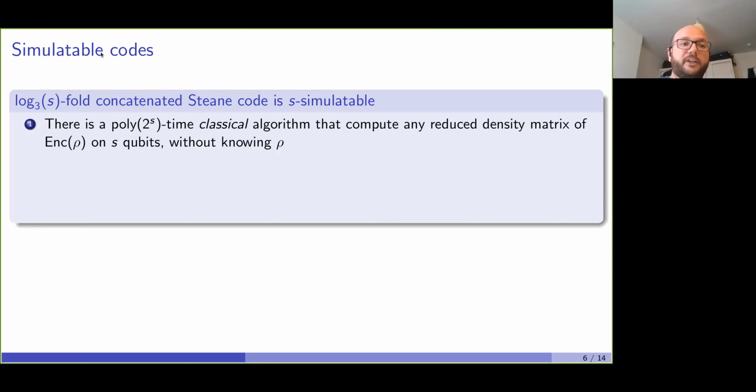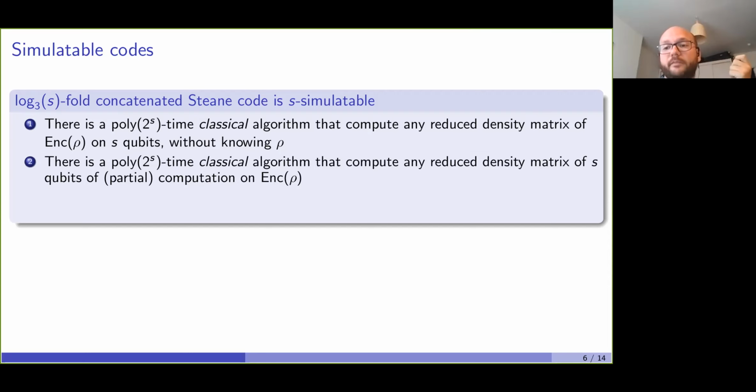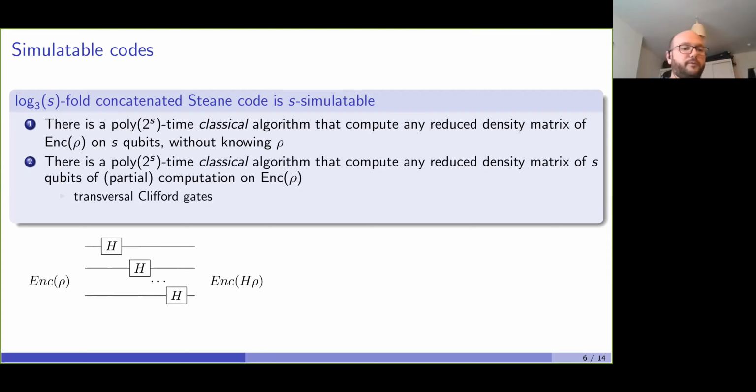But there's an interesting thing with simulatable codes: we not only can simulate the code words. We have a classical algorithm that outputs the reduced density matrix of code words, but we are also able to efficiently compute the reduced density matrices on partial computation on code words. For example, we know that the Steane code or the concatenated Steane code accepts transversal Cliffords. So if you start with the encoding of rho and you apply Hadamards on each qubit of this encoding, then you have the encoding of H applied to rho. What we're able to show is that we not only can compute the reduced density matrices on S qubits for the encoding of rho or the encoding of H rho, but for every intermediate step of this computation, we're still able to compute the reduced density matrices.